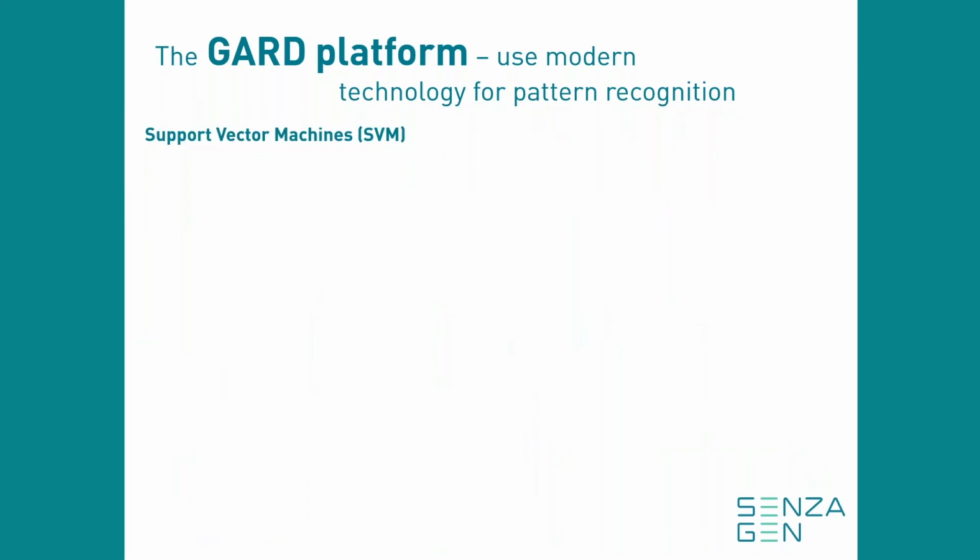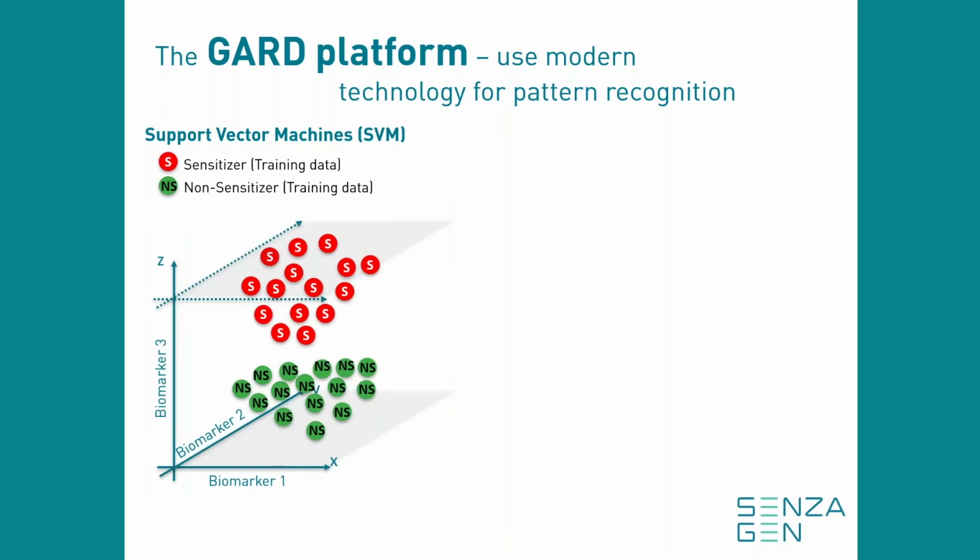Today there are many different machine learning algorithms available in the scientific literature. We decided to work with something called support vector machines. This is quite a simple model to explain. I will try to give a short explanation of how it works by looking at only 3 biomarkers. Here you have the measurement of 3 biomarkers along the X, Y, and Z axes, and you have, of course, your label here because it's the training data.